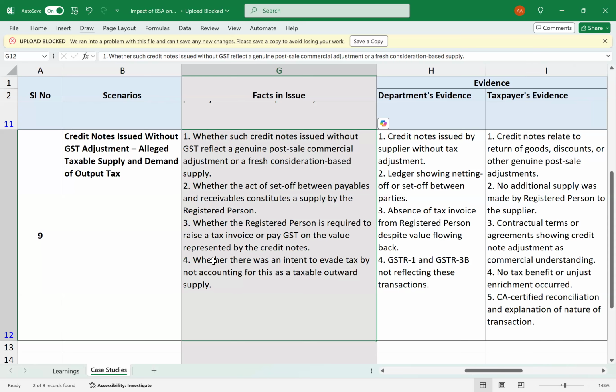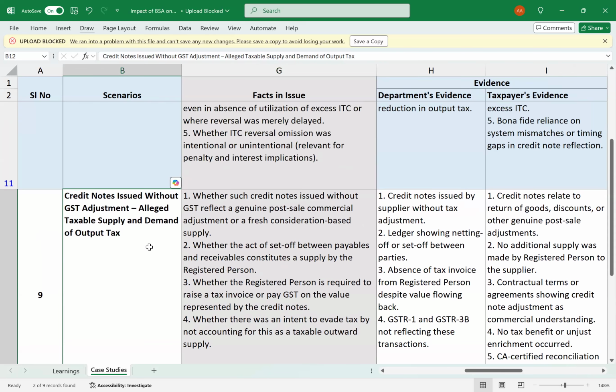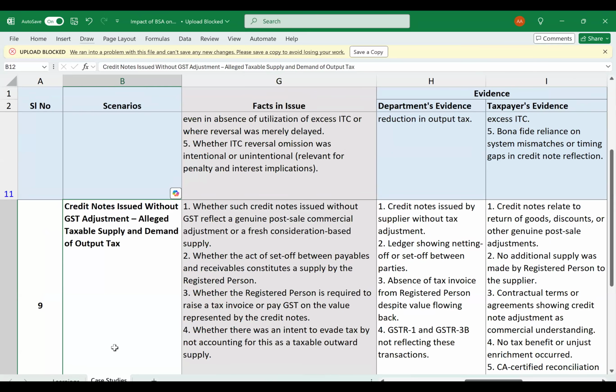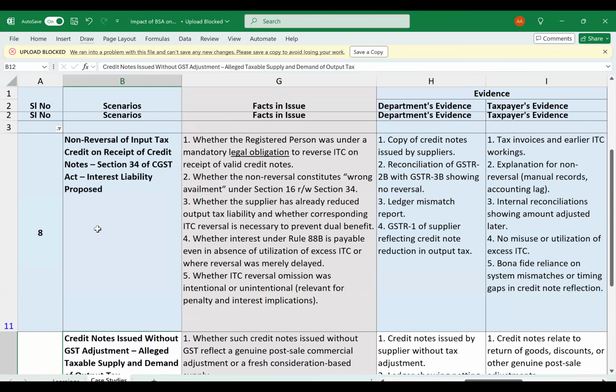For these points, I'm trying to draft something. I'll get it vetted by Jatin sir. If he permits, I will share it as specific grounds for our submissions, because these are the common topics which we are receiving day in, day out.